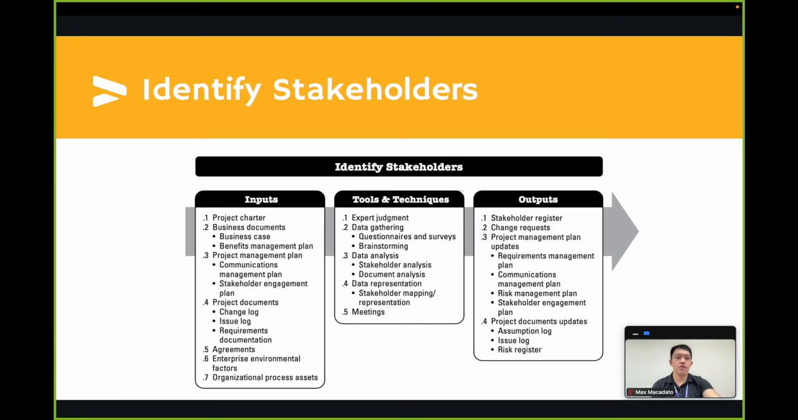As for the outputs of this process, the first is the stakeholder register. This is the main output. This document contains information about identified stakeholders. It includes, but is not limited to, identification information, assessment information, and stakeholder classification.